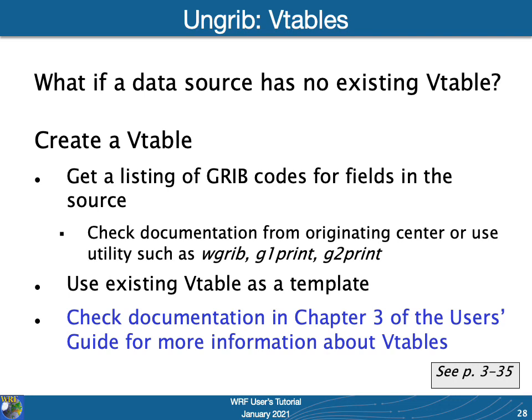If you intend to process a source of GRIB data for which we don't already provide a Vtable, what do you do? In this case, you'll essentially need to create your own Vtable, and the easiest way to go about this is to first get a listing of all of the GRIB codes for the fields in this file, and this information should be given to you by whoever produced the GRIB file. The second thing that you probably want to do is to take any existing Vtable and use it as a template, and to simply go through and change all of the codes to match the codes that are used in your GRIB dataset. There's more information about the contents of these Vtables in Chapter 3 of the User's Guide.